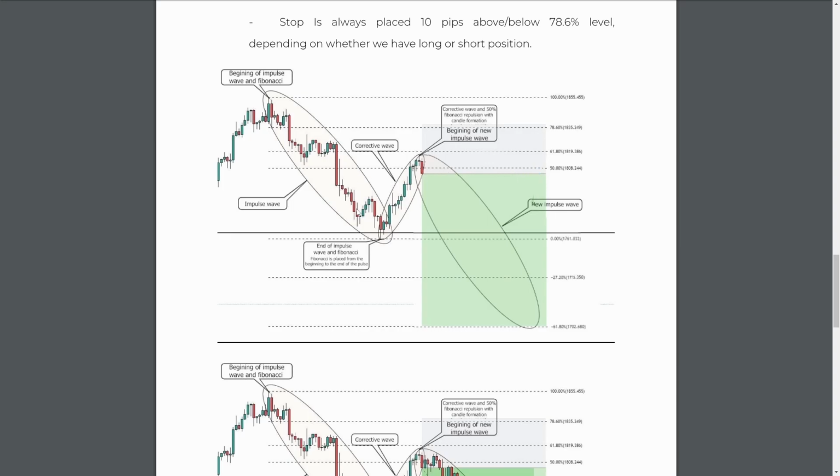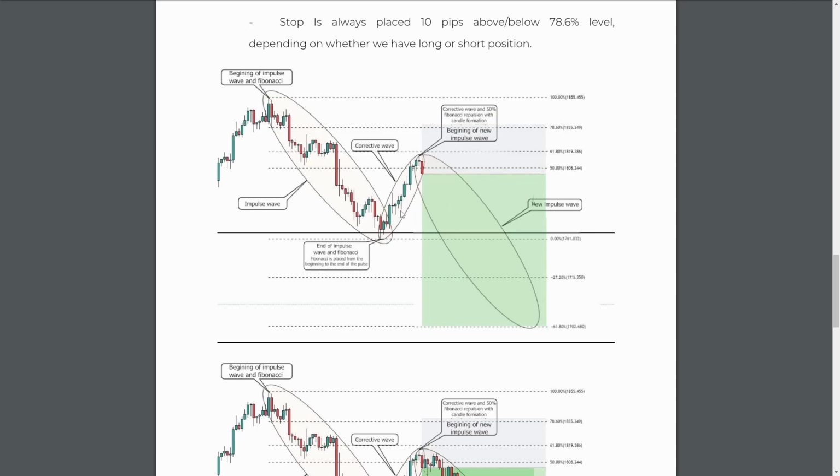Now, here's a corrective wave and a 50% Fibonacci retracement with the formation of candles, the beginning of the new impulse wave. If we have a formation of candles, it is clear that the movement will not continue up. Of course, we can never claim 100% that it won't continue up. If we could, we would all be billionaires, because with every formation we would earn a lot of money. But there is no way to claim 100% that it will always rise. That's why we also have a stop loss. Yet, very often it is shaped this way.